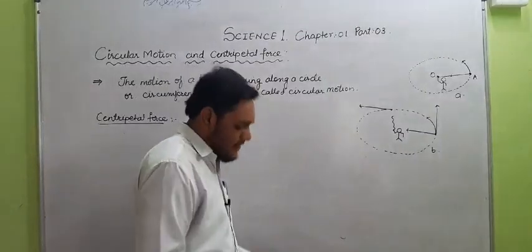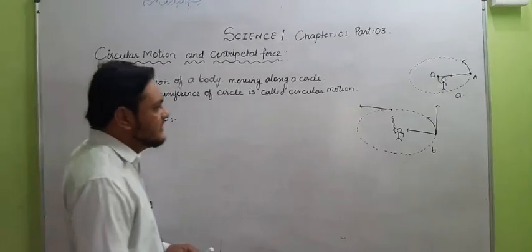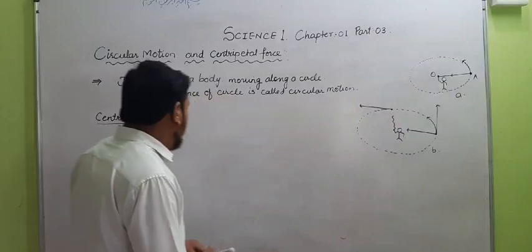What will happen if we are holding a string, and the stone is moving in a circular path, and then we release the string? The stone will fly off in a straight line tangential to the circle, and that is the direction of its velocity at a particular instant of time. So students, now we will see the definition of centripetal force. This is circular motion. I hope you have understood that.